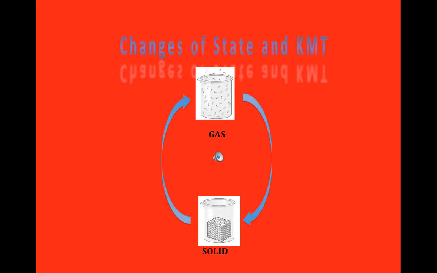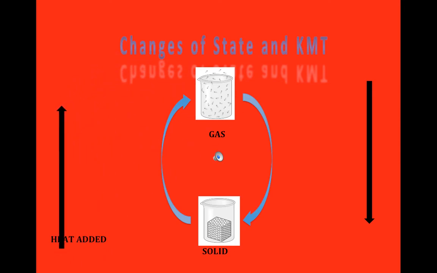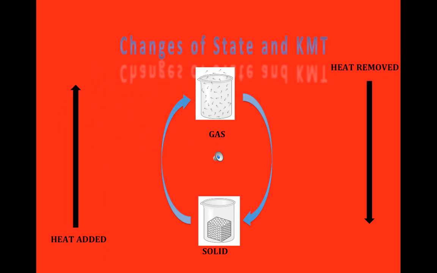And now we're looking at sublimation. We have a solid becoming a gas, and a gas becoming a solid. So if we're adding heat, we can cause the solid to sublime to a gas. And if we remove heat, we can cause the gas to sublime to a solid. And of course, sublimation is also called deposition.